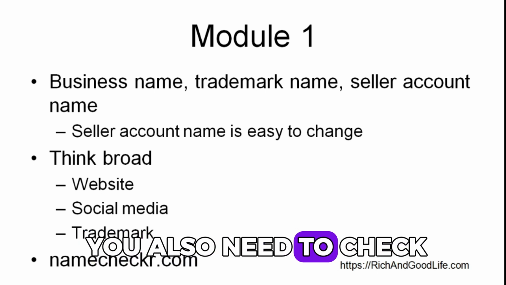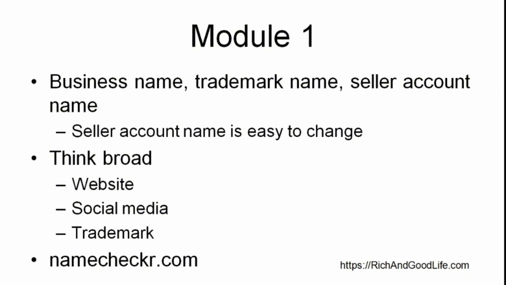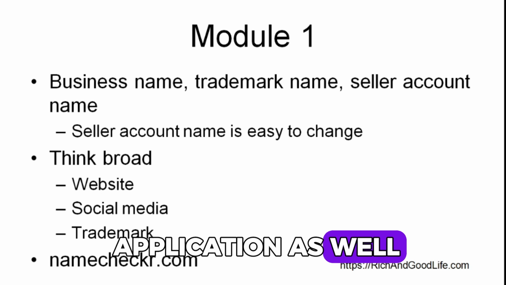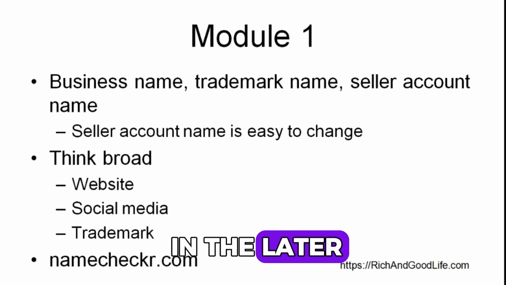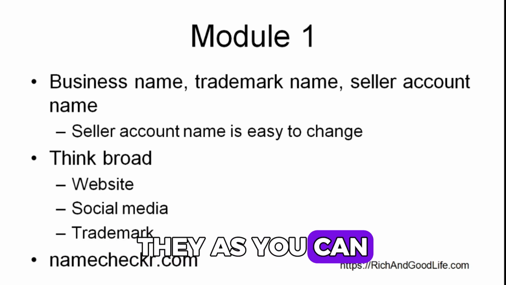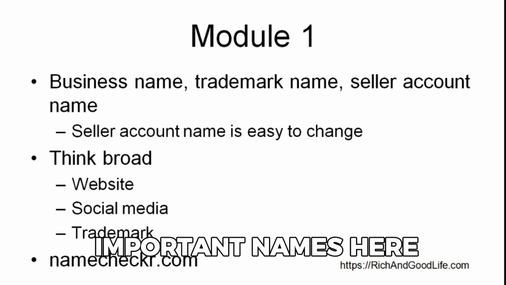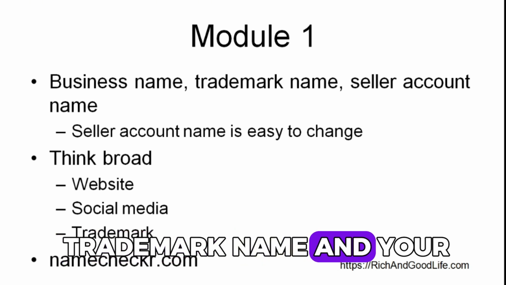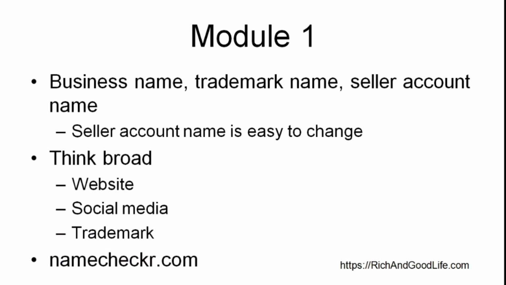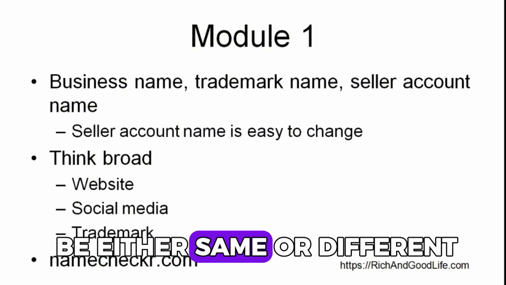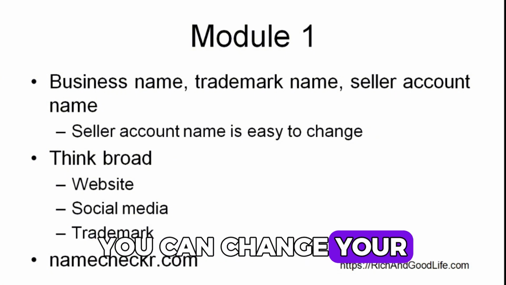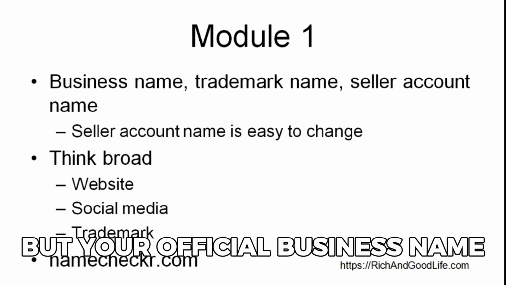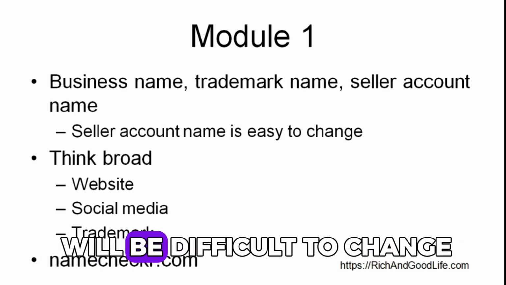You also need to check trademark because you will need to file a trademark application as well. I'll talk about trademark later. As you can see, there are three important names here: your business name, your trademark name, and your seller account name. These three names can be either same or different. You can change your seller account name on Amazon easily, but your official business name and trademark name will be difficult to change.